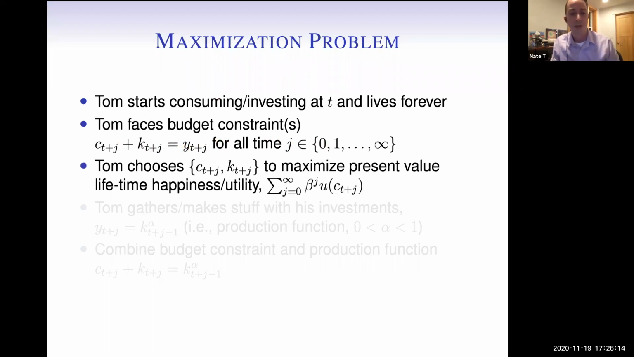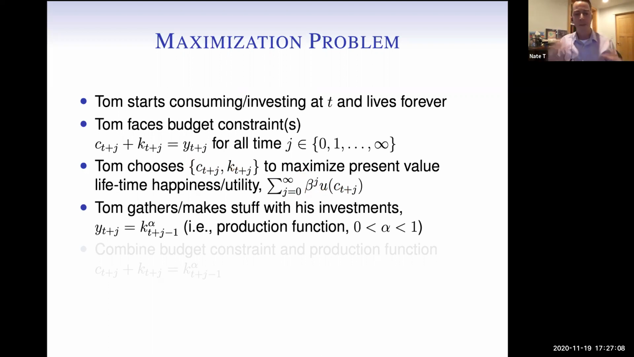And then Tom is going to choose a sequence of consumption and investment over his lifetime to maximize the present value of his lifetime happiness, or utility. The value of his present value lifetime utility is this infinite sum of all utility from consumption every month from today through the infinite future, discounted to the present by beta. And the further out you go, the more discounting there is. So consumption 1 month out is discounted by beta, consumption 2 months out is discounted by beta squared, consumption 3 months out is discounted by beta cubed, and so on. So that's his objective function, to maximize this object. And he's going to choose consumption and investment to maximize this thing.